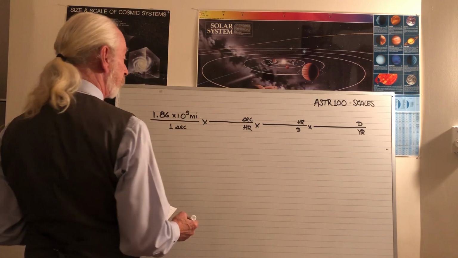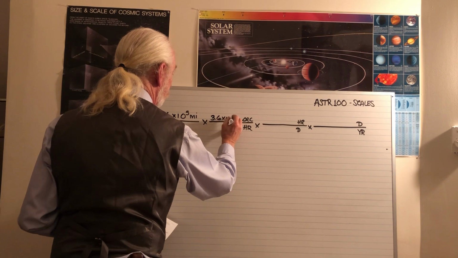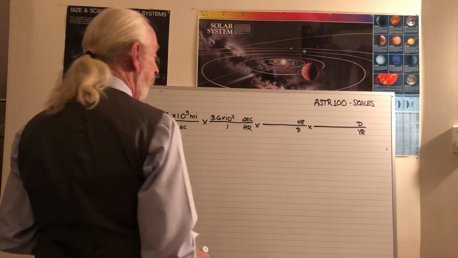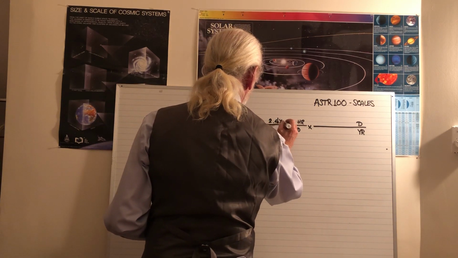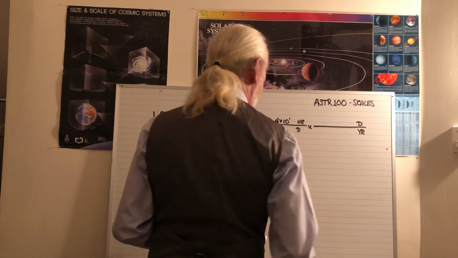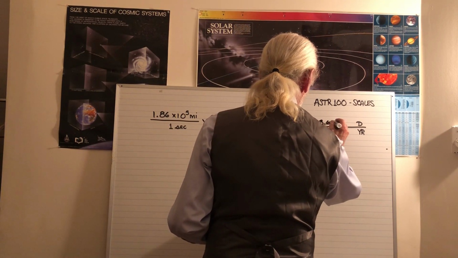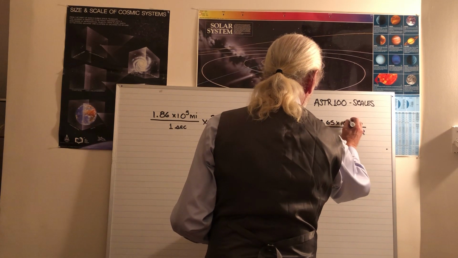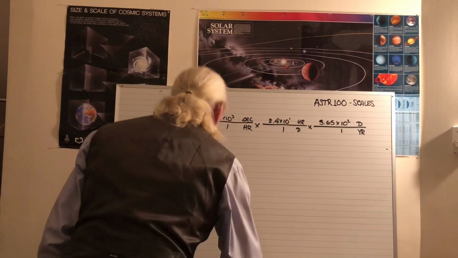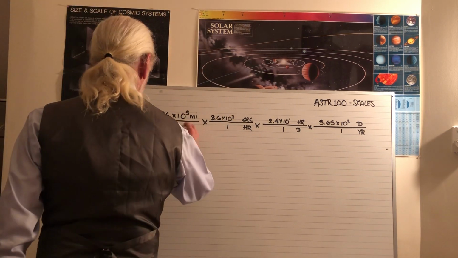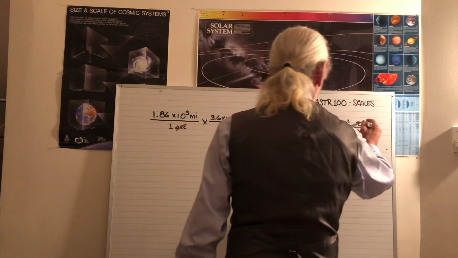There are 3,600 seconds in an hour, or 3.6 times 10 to the 3rd seconds in 1 hour. There are 24 hours in a day, or 2.4 times 10 to the 1st power hours in 1 day. There are 365, or 3.65 times 10 squared days in 1 year. So I'll do a little cross canceling here. I'll cross out seconds, I'll cross out hours, and I'll cross out days.